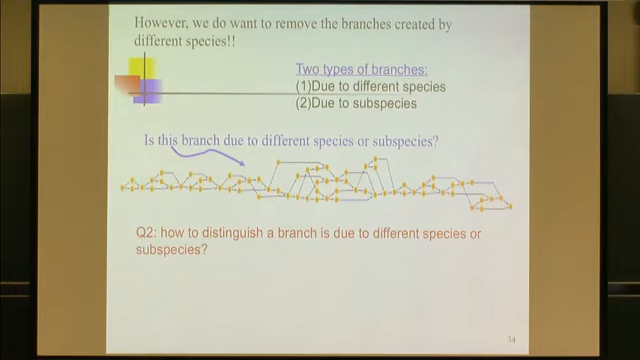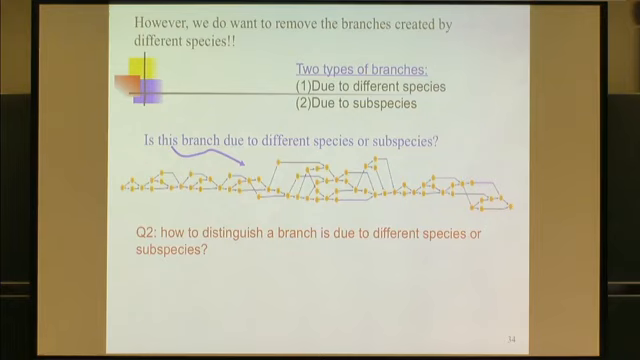In other words, in the graph you are going to have two types of branches. One is due to the different species. The other is due to the common pattern of subspecies. What we want to do is, of course, remove or delete the branches that are due to different species, and on the other hand, keep the branches of the subspecies. So we have question number 2: how to distinguish whether a branch is due to different species or different subspecies?